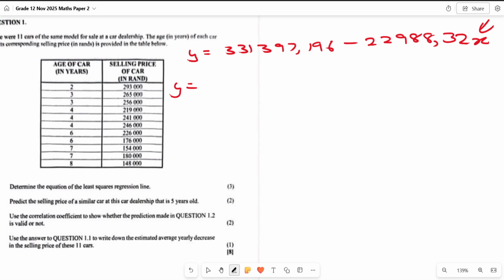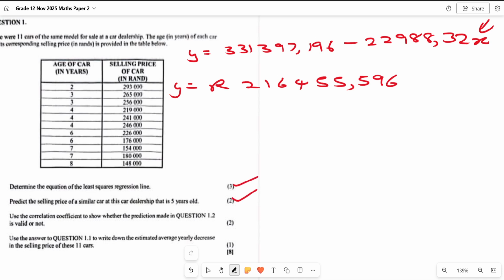397.196 minus 22988.32 times 5. Okay, the price of this car is supposed to be 216,455.596. Round it off if you prefer. Okay, it's fine. So this is the price. For this question we're done.